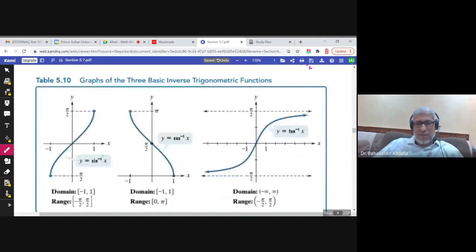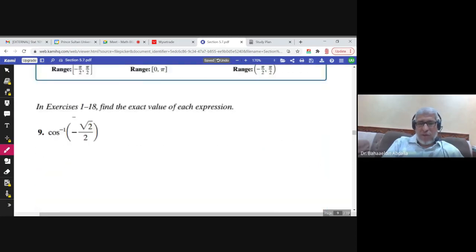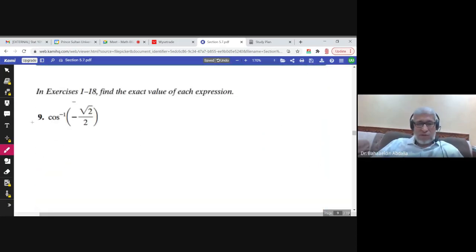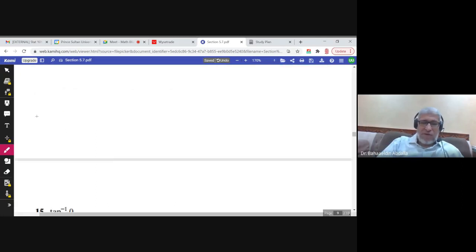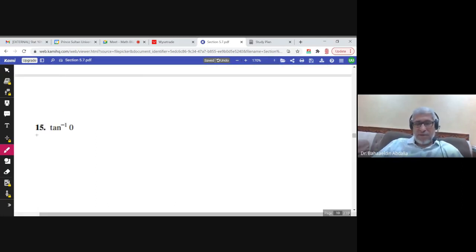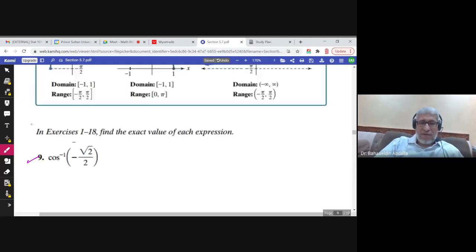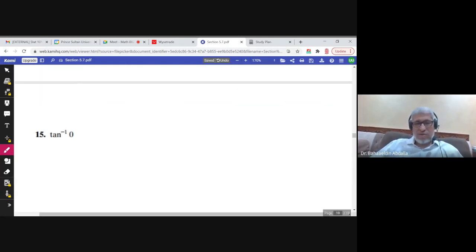This is a reminder of the graphs of sine inverse, cosine inverse, and tan inverse, and the domain and the range of each of these functions. I leave these questions for you. I think I solved enough examples about tan inverse and cosine inverse, but let me do this one.